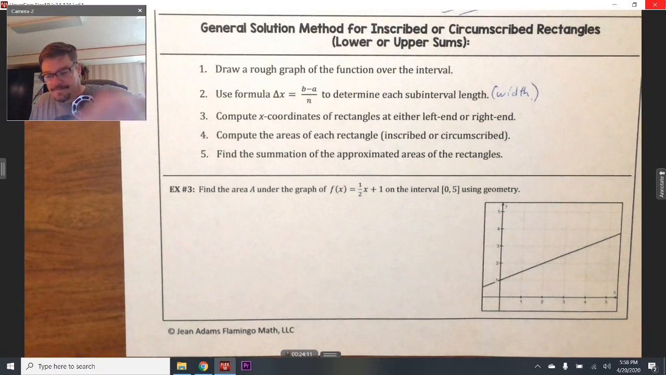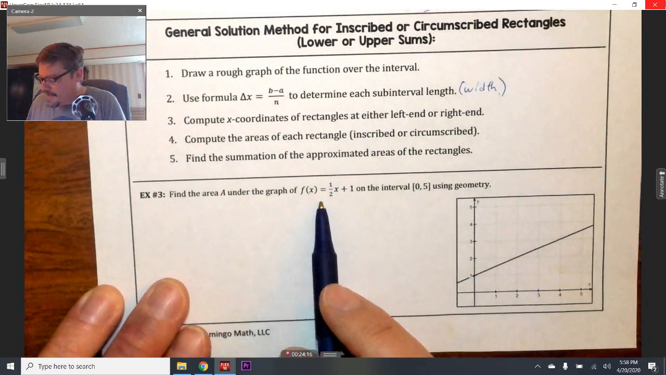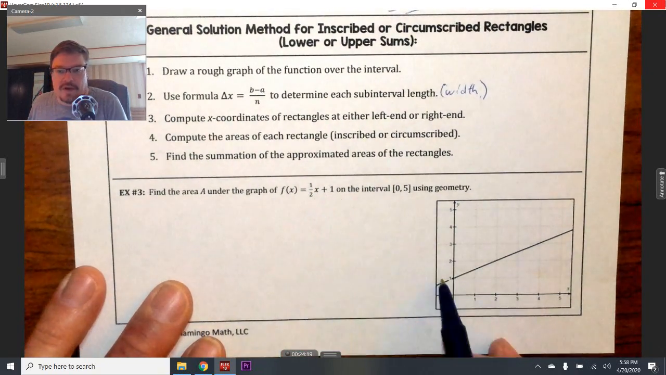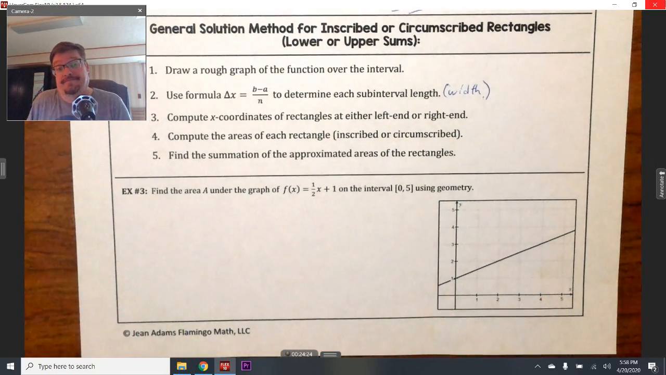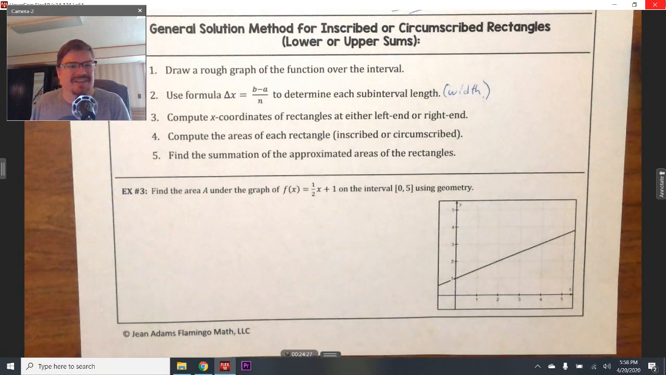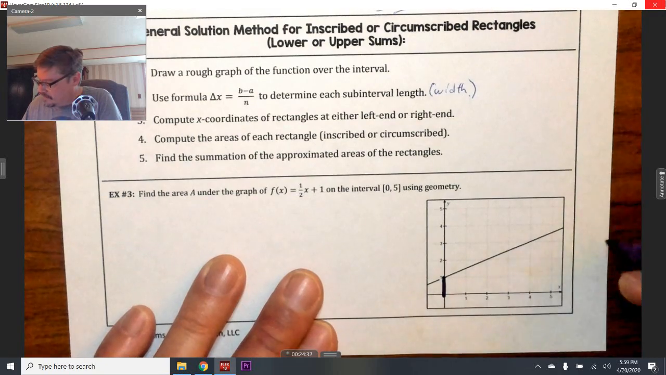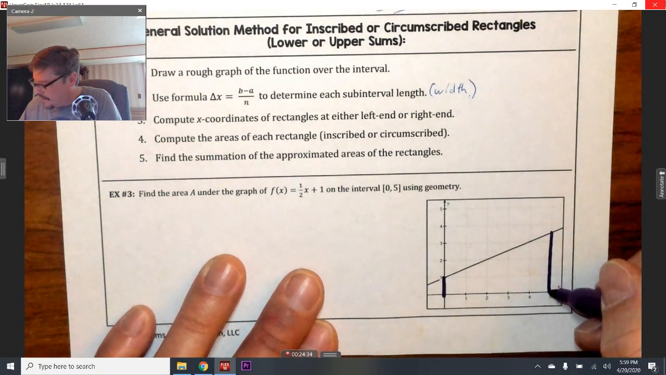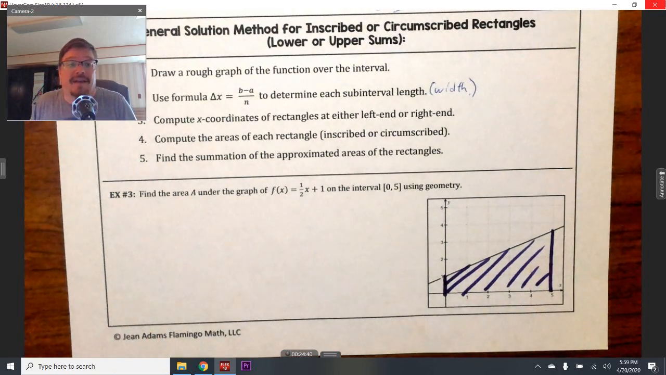So, we're going to find the area under the graph of f of x equals 1/2 x plus 1, there's the curve, a line, on the interval 0 to 5 using geometry. We might actually do example 4. This is kind of quick and easy. We are going from 0 to 5. We want the area under that, and that's easy. What geometric shape is that? Don't say a triangle. Good, thanks. It's a trapezoid.